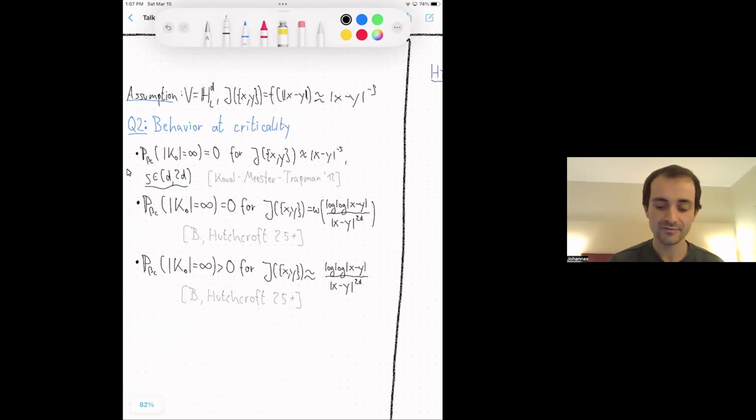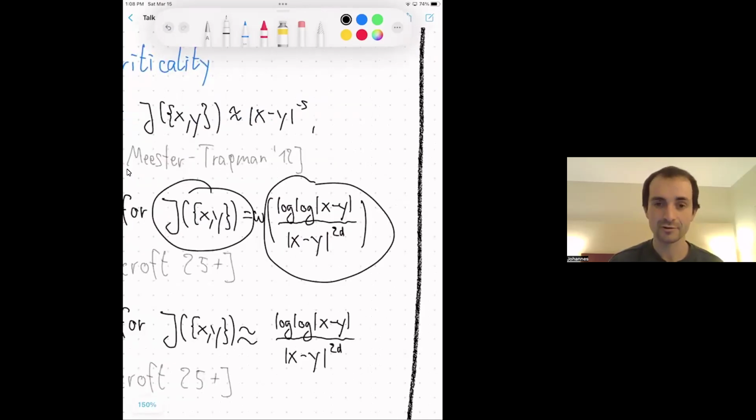Together with Tom Hutchcroft, I showed you can improve this: you always have a continuous phase transition when this function j grows faster than log of |x minus y| divided by |x minus y| to the power 2d. So as long as this function decays not as fast as that function, you have a continuous phase transition.